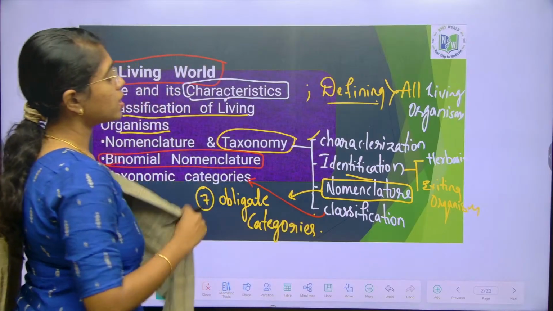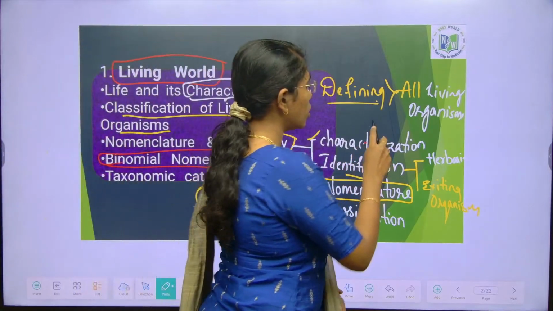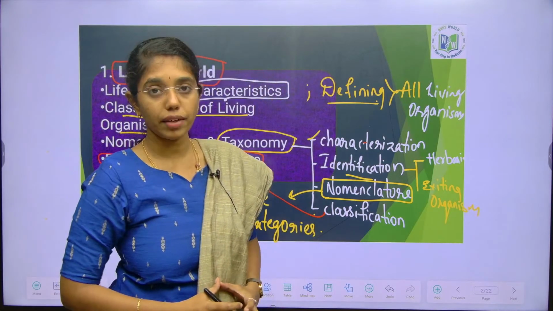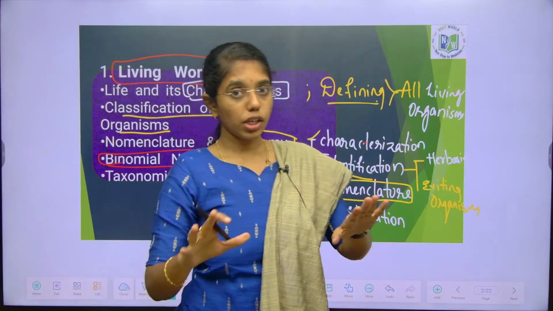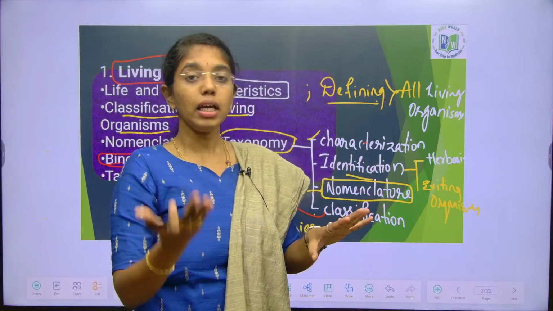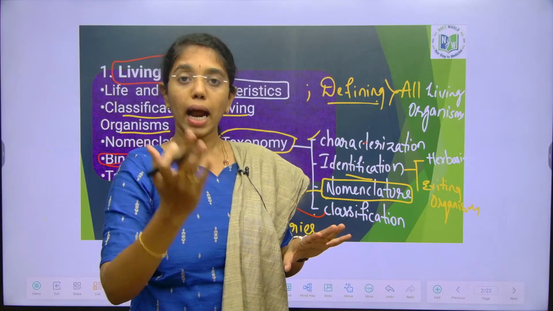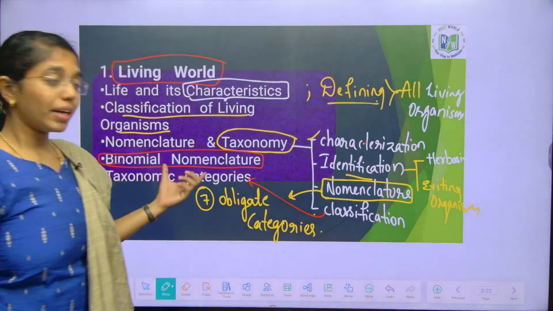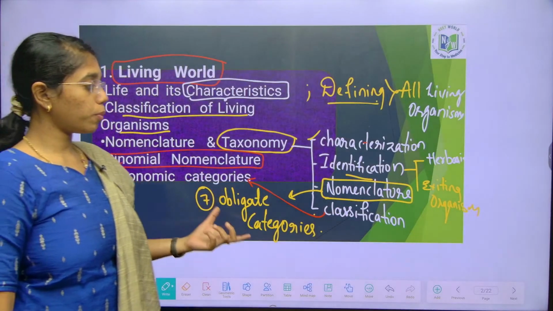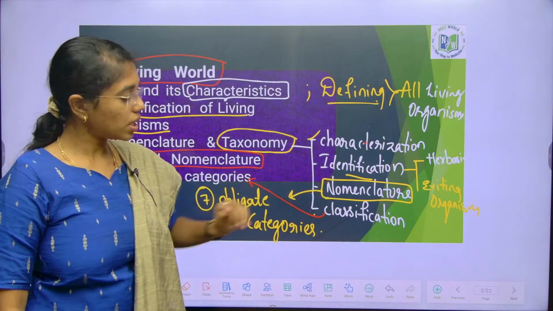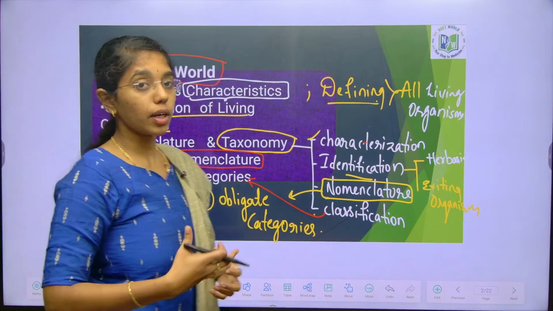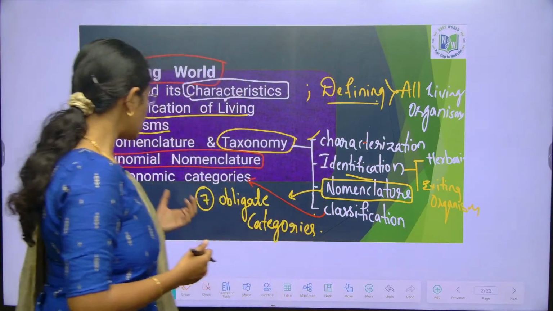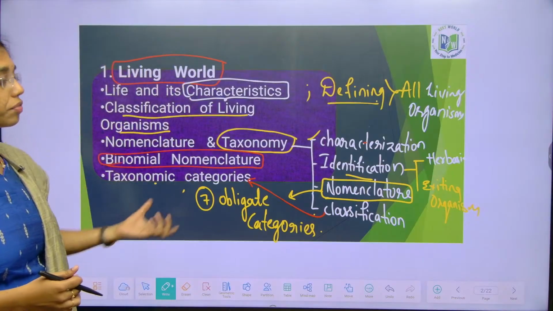Got it? So, first is what? Characterization. You will analyze both internal and external features and you will draft all the content of the living organism. Then identification, identifying the species taking any standard herbaria, and then nomenclature. In nomenclature you will be using the standard nomenclature, that is binomial nomenclature, which is proposed by Carolus Linnaeus, and last is classification. Based on that you will classify the organisms into 7 obligate categories from species to kingdom. This is the whole of this chapter.